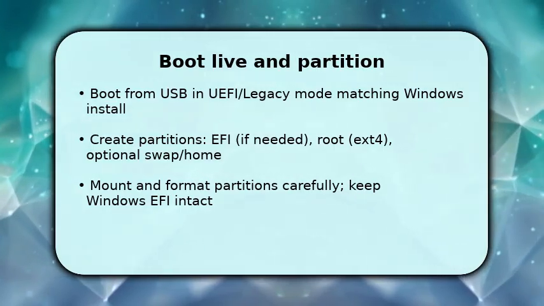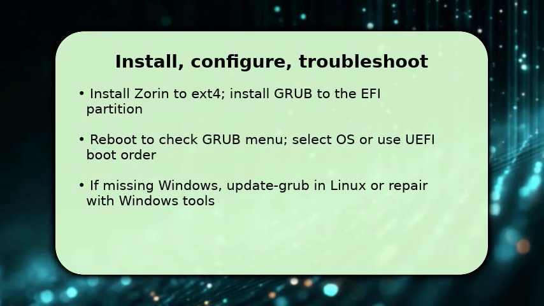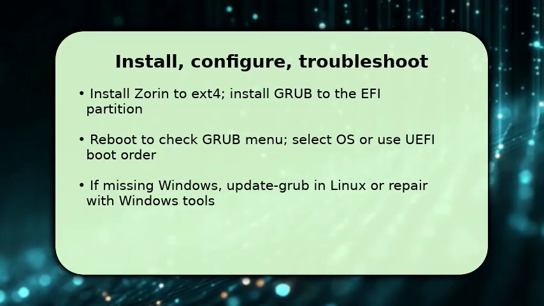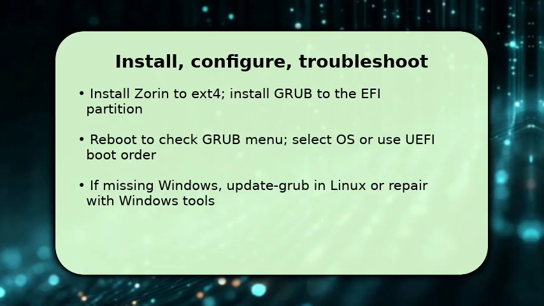You proceed with the installer. Choose the manual option, point root to the ext4 partition, and install GRUB into the existing EFI partition so both systems appear in the boot menu.